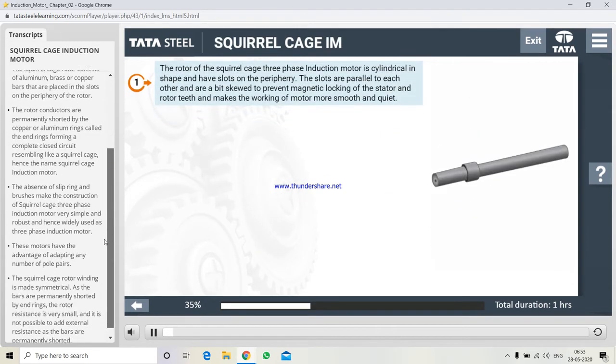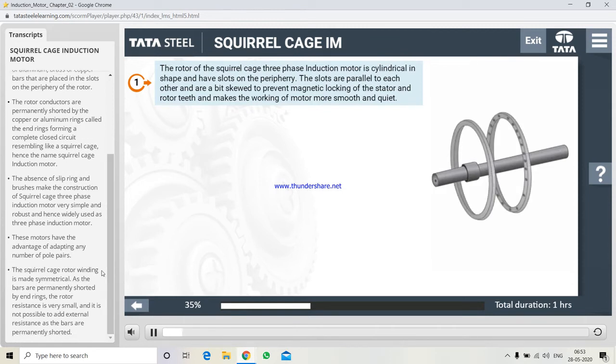The rotor of the squirrel cage 3-phase induction motor is cylindrical in shape and has slots on the periphery. The slots are parallel to each other and are a bit skewed to prevent magnetic locking of the stator and rotor teeth and make the working of the motor more smooth and quiet.